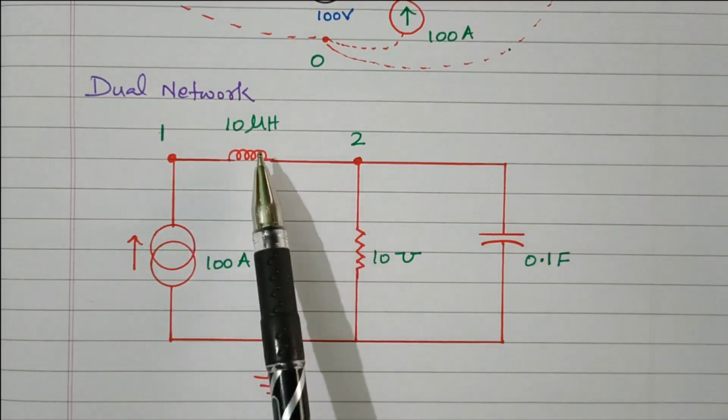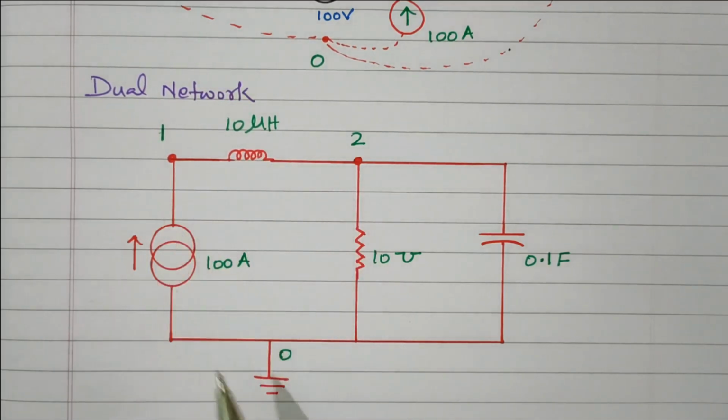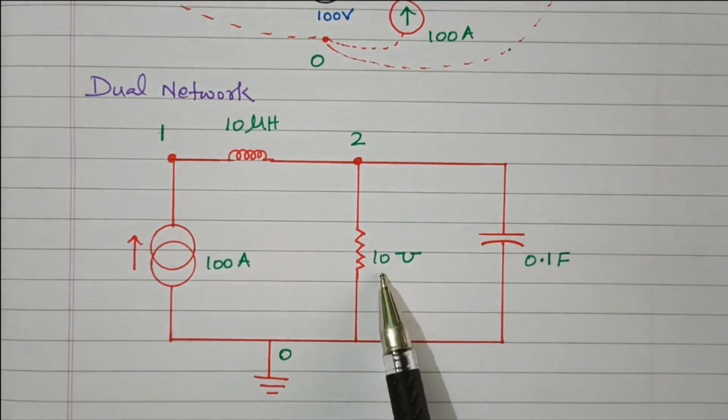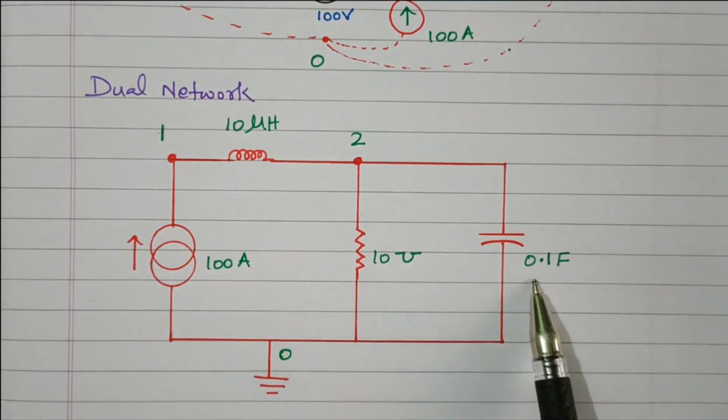1 and 2 connected with an inductor. 1 and 0 connected with a voltage source. 2 and 0 connected with one conductance and one capacitor. So this is the dual network of the given network.